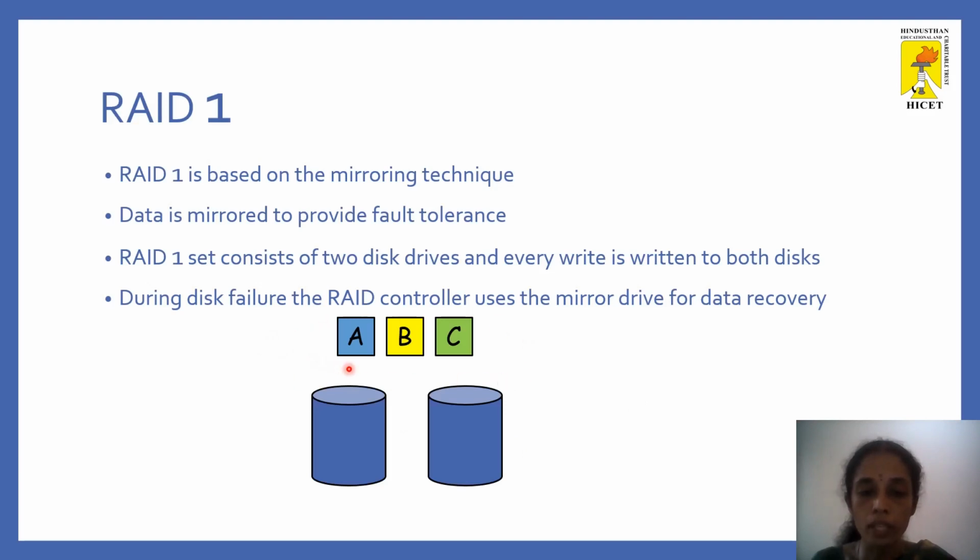So here you have the data and you have the disk drives. The data is stored in a drive and it will be replicated to another drive. Whenever data is written to one drive, it will be exactly replicated to another drive. And similarly for data B, whenever any data is written to a disk, it is exactly replicated in another disk. So it is mirroring. So this will be your RAID 1.